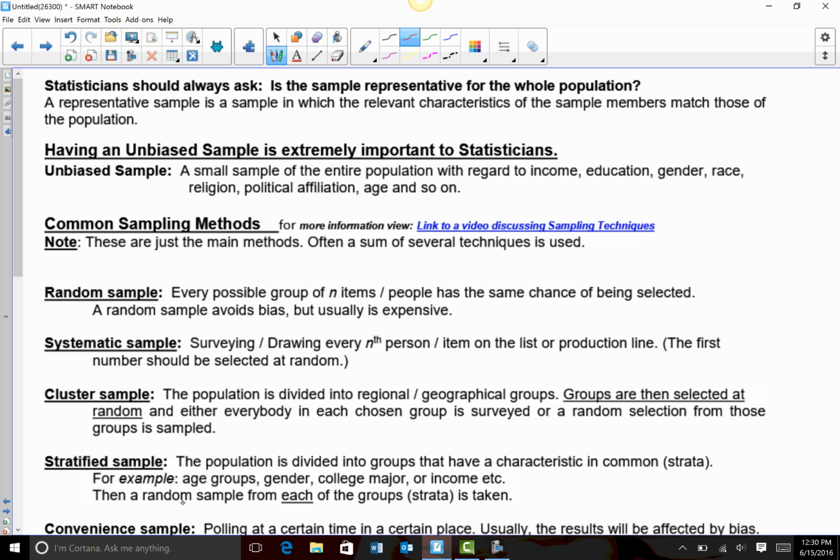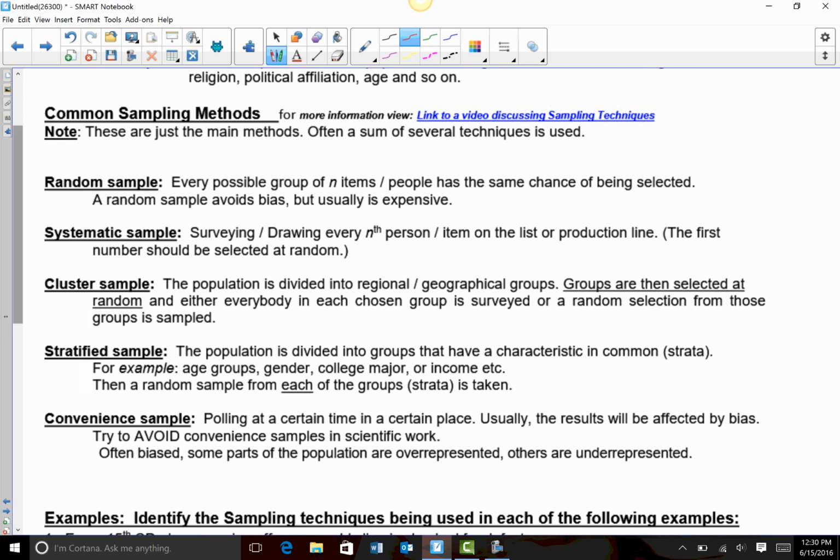These are just the main methods, the next 5 or 6 that I'm going to go through here. And then sometimes you might find some statistical studies where you might see, hey, they used a combination of a couple of these. And the only one that is a bad sampling method, which we'll get to in just a moment, would be that convenience sample. So what I'm going to try to do is go through each sampling technique and just give you an example of each. So with the random sample, every possible item has an equal likelihood of being selected.